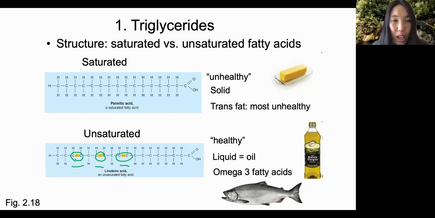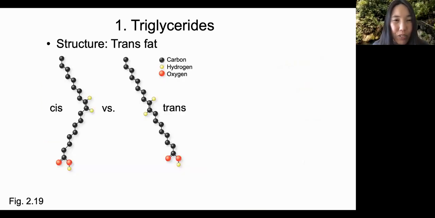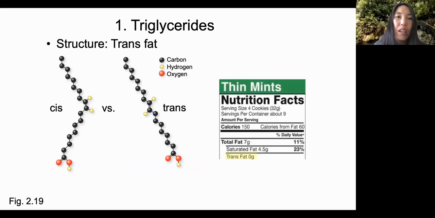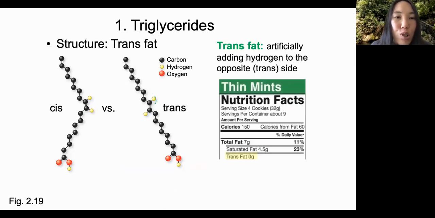The most unhealthy type of fat is called trans fat, and that is a specific type of saturated fat. If we look at a trans fat, what you'll notice is that it is a trans bond right here that is formed by artificially adding a hydrogen to the opposite or trans side. So if you look here, you can see the 2 hydrogen atoms. And so this is man-made. And the reason why we might make this trans fat, even though it's unhealthy, is that it is more stable, so it has a longer shelf life, and maybe it tastes better.